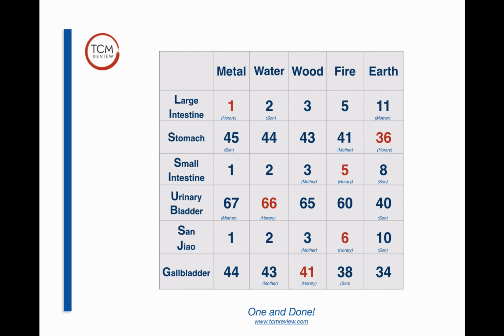Okay, now the next point that we can use is the mother on the paired channel. Lung's paired organ is large intestine. We can use the mother on the large intestine organ as well, so that would be large intestine 11. Seems strange to tonify it, but like I said, just go with it.